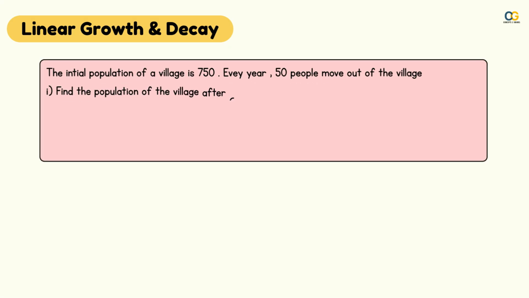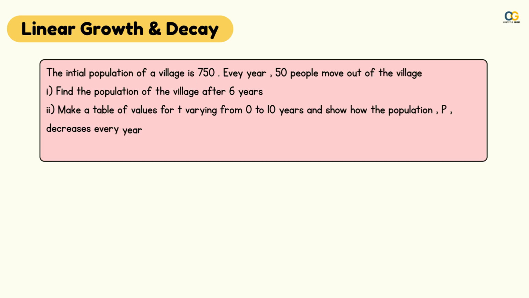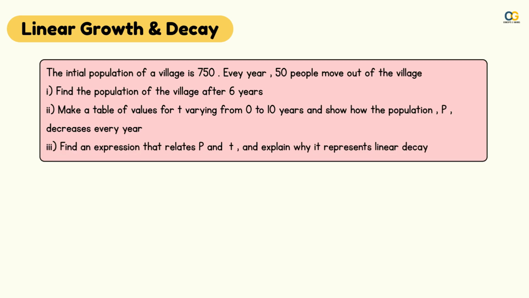Moving on to another question. The initial population of a village is 750. Every year, 50 people move out of the village. Find the population of the village after 6 years. Make the table of the values of t varying from 0 to 10 years and show how the population decreases every year. Find the expression that relates p and t and explain why this represents a linear decay.